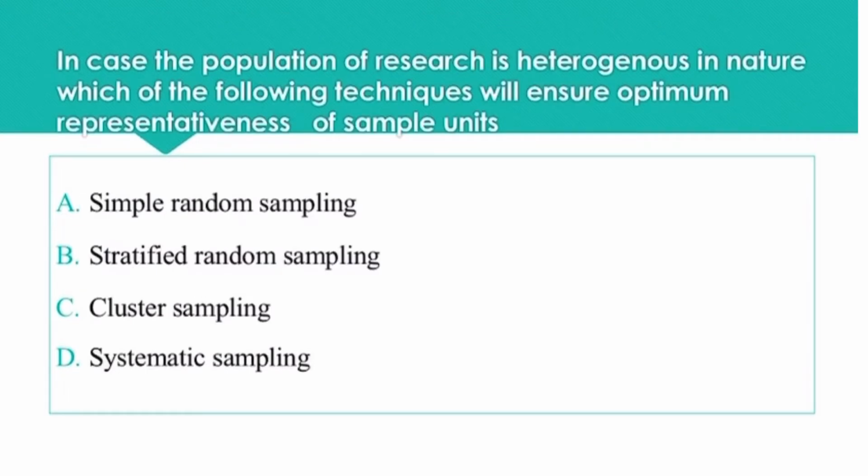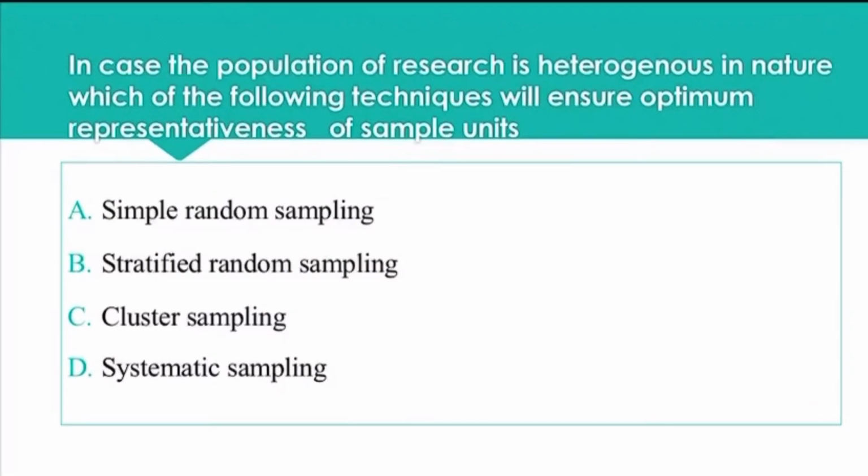Next question, in case the population of research is heterogeneous in nature, which of the following techniques will ensure optimum representativeness of sample units? A. simple random sampling, B. stratified random sampling, C. cluster sampling, D. systematic sampling. When the population is heterogeneous in nature, meaning they have different characteristics, in that case we divide them into subgroups, strata, and that method is stratified random sampling. So the second option is the right answer for this question.